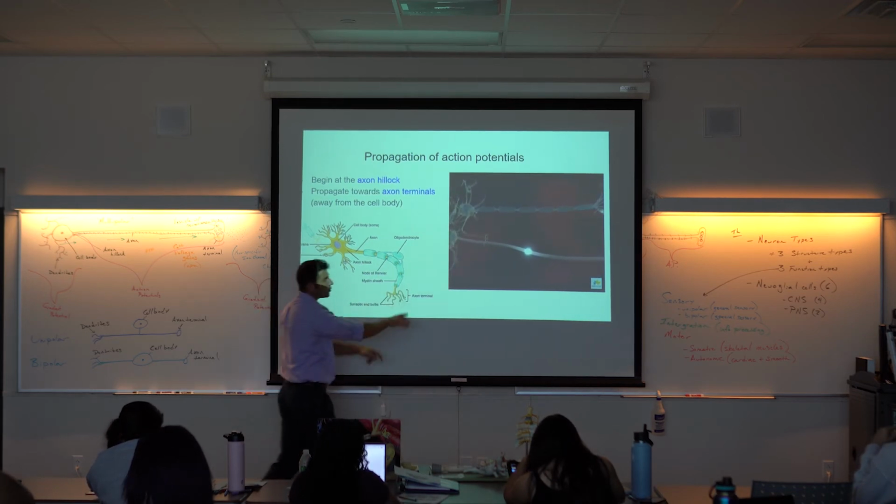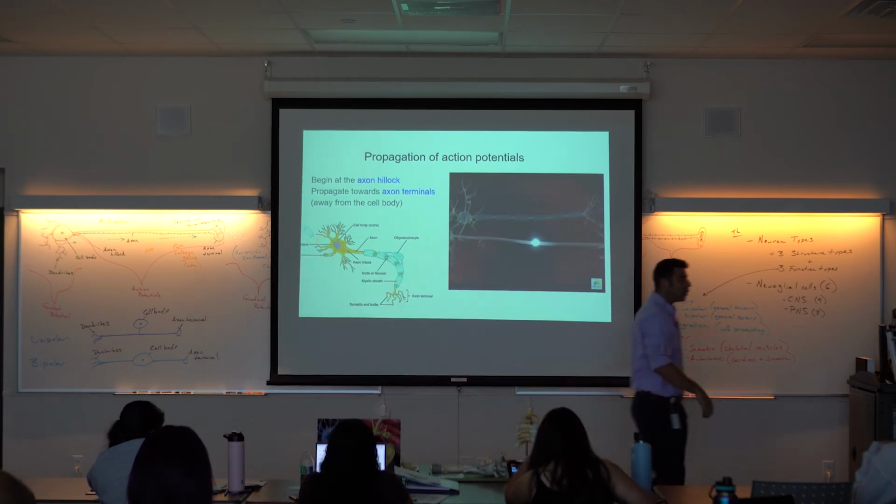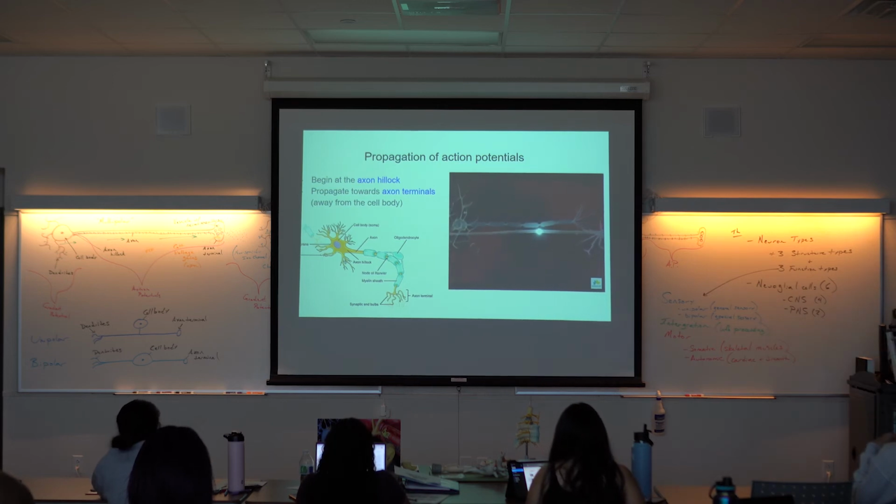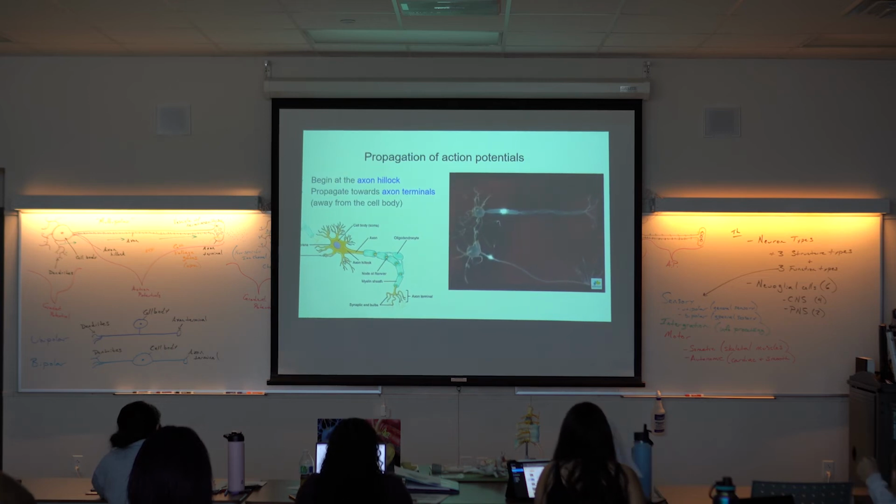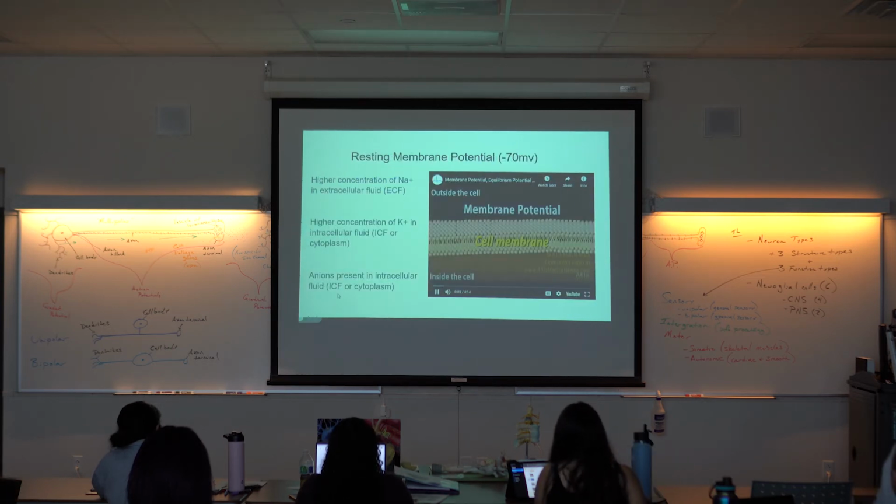They're like one-way streets, which again is what we're seeing there. We're seeing the signal go from the axon hillock down towards that axon terminal. So each neuron is like a one-way street. Let's see what else. Membrane potential.